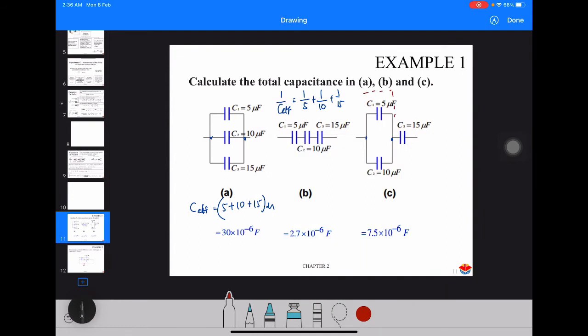So I think by now you guys shouldn't have a problem with this. So solve this one first. Once you solve that one, you will have things like this. So this would be C12, and then this would be your C3. So this is the second step.